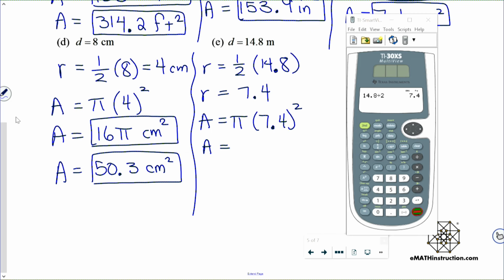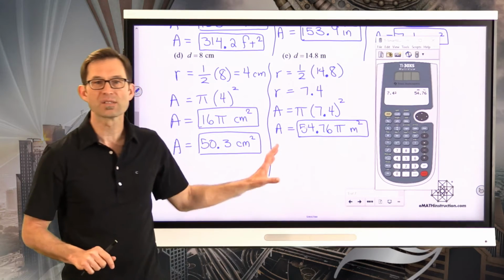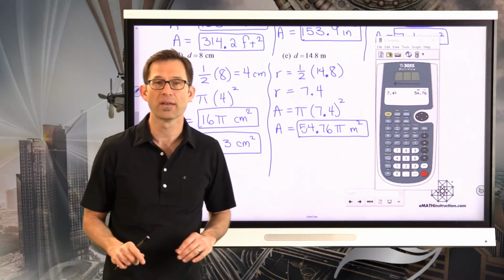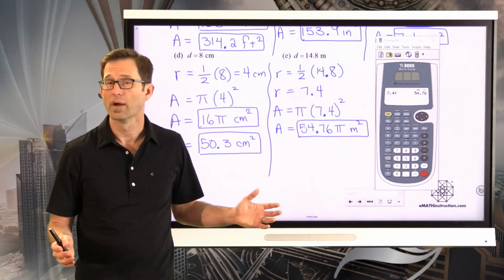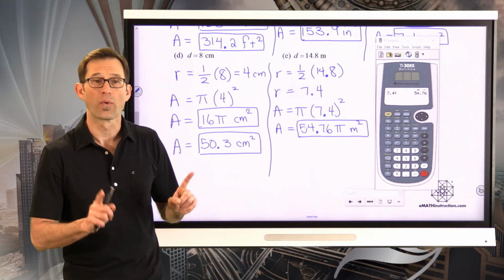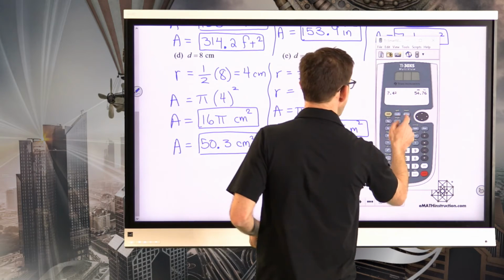Now I don't want to do 7.4 squared in my head, right? So I'm going to come over here. I'm going to use my squaring button, or you could just do 7.4 times 7.4. That's 54.76 times pi square meters. So this is my exact answer. And yeah, it's kind of weird because it's mixing decimals with pi and stuff like that. That's okay, right?